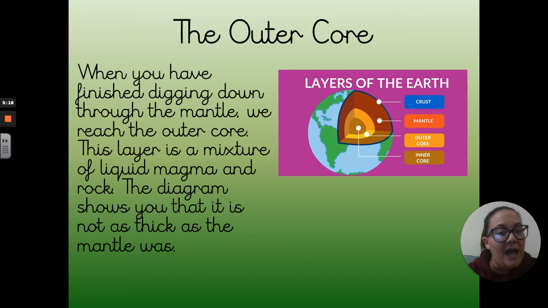So after we've gone through the mantle, that really, really thick layer, we then reach the outer core. Now the word outer tells you that there's going to be something else still as well, doesn't there? So just keep that in mind. But when you finish digging down through the mantle, we reach the outer core. It's a layer that's a mixture of liquid magma and rock. The diagram shows you it's not as thick as the mantle was, and again, we'll give you more specific information, but as a general overview, it tells you this layer is made up of two things.